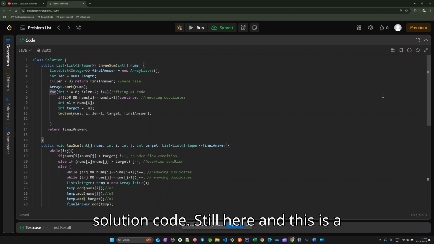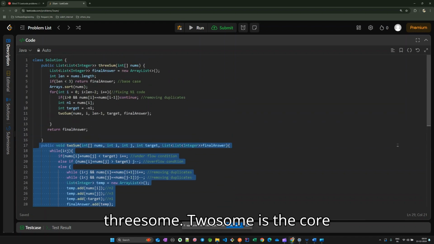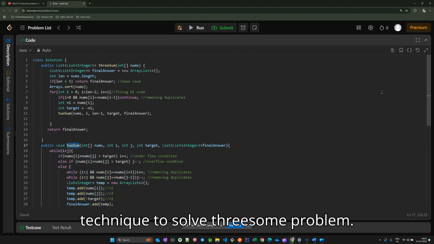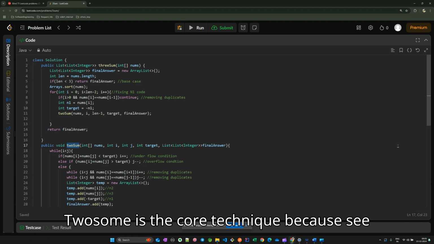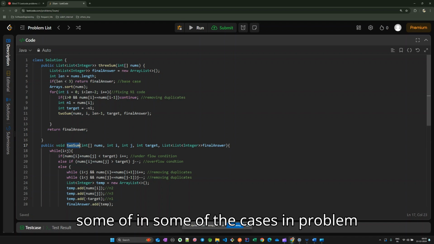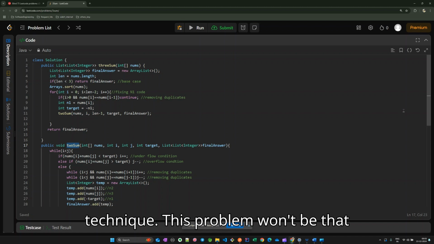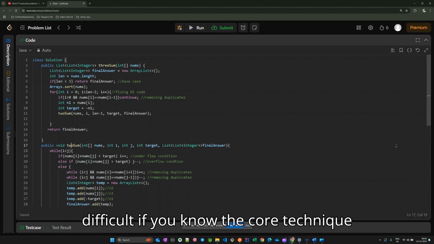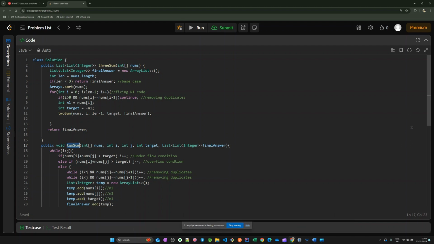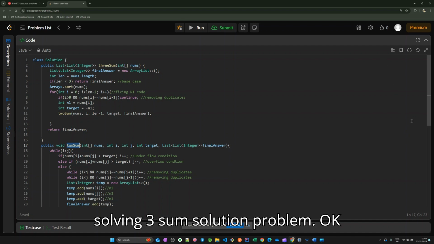Basically this is a three sum solution code till here, and this is a two sum only with some tweak to use for three sum. Two sum is the core technique to solve the three sum problem. Keep in mind that in some cases in problem solving you will be using the core technique. This problem won't be that difficult if you know the core technique. It is like the kernel used in an operating system. This is the core technique for solving the three sum problem.